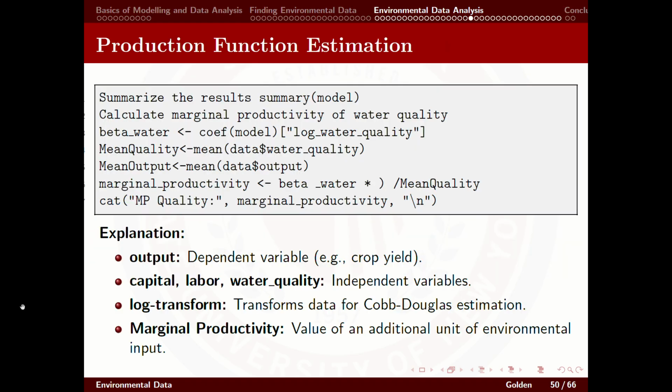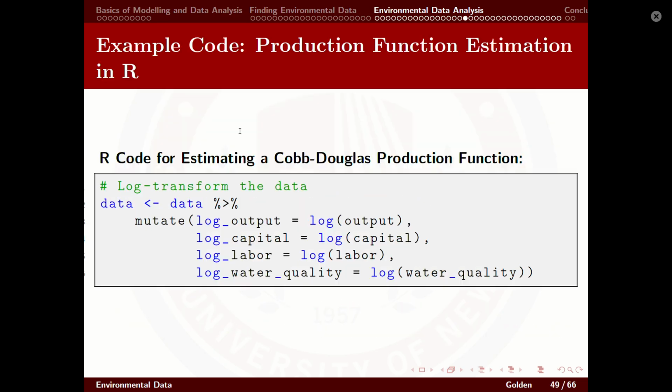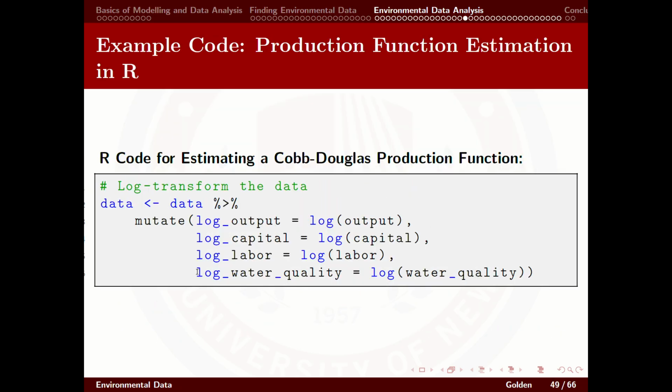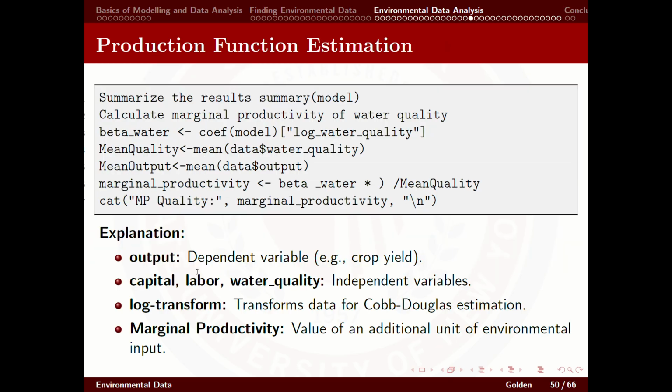And then we want to estimate a production function and summarize the results. We run a model. I think it's missing here, but we run a model where model goes to log_output plus log_capital plus log_labor plus log_water_quality.